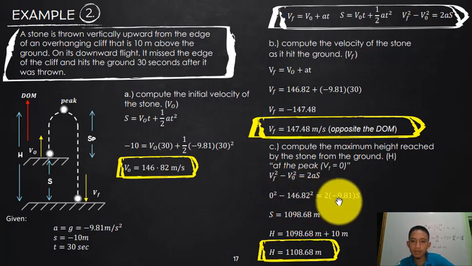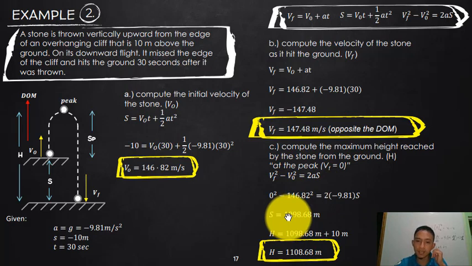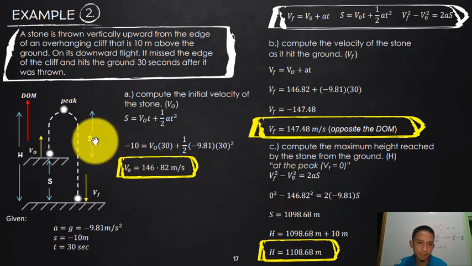This is a negative number, and you are dividing a negative by a negative, so it will become positive. So this is 1098.68 meters. That is just your distance.